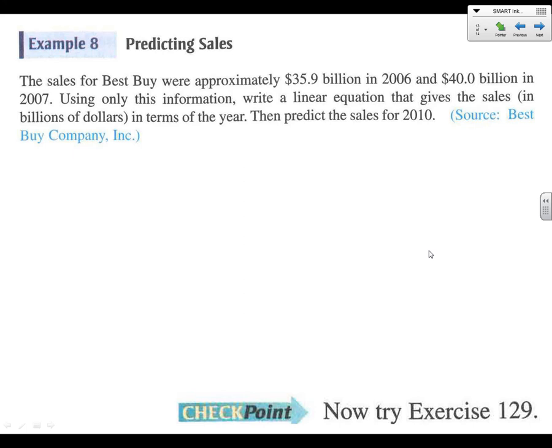All right, let's predict some sales here. Best Buy sold approximately 35.9 billion. That's a billion with a B. Okay, good business to be in. In 2006, 40 billion in 2007. Using only this information, let's write a linear equation and predict the sales for 2010. All right, so we're finding slope first things first. So our change, we went from 35.9 to 40 in the course of 1 year, 2007 from 2006. That's a change of 4.1 billion over 1 year, so that's our slope.